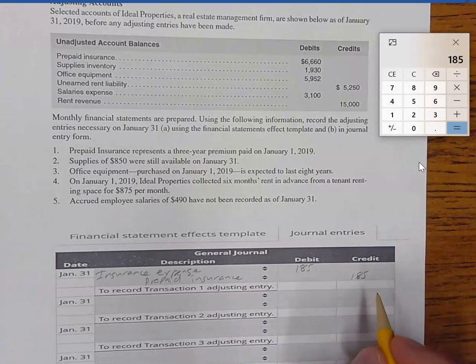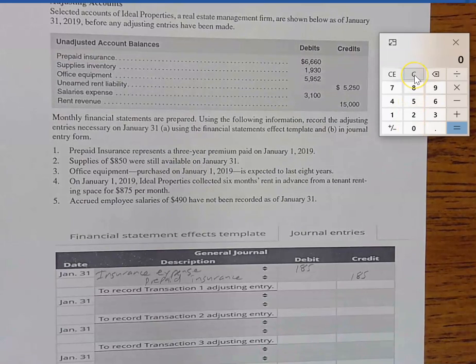Once we post this journal entry, we would have a $185 expense over on the income statement, and then on the balance sheet, the $6,660, after we post this entry, would then be $6,475. We don't get to see that. I just want you to visualize what's going on.